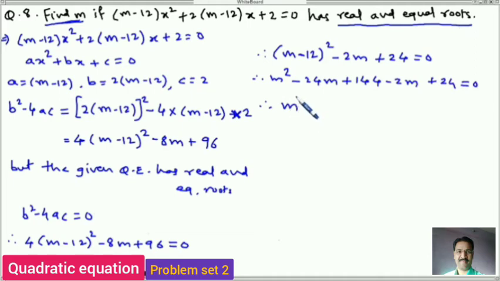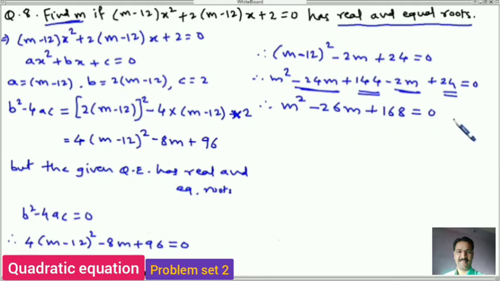So the next part is what? Write m square minus, this is an m term and here also an m term, which gives minus 26m. Here 144 plus 24, that is plus 168 is equal to 0. Now factors. That is very, very important. If you observe here, 168, I think if you make a splitting here, we can find now. This is very, very important.